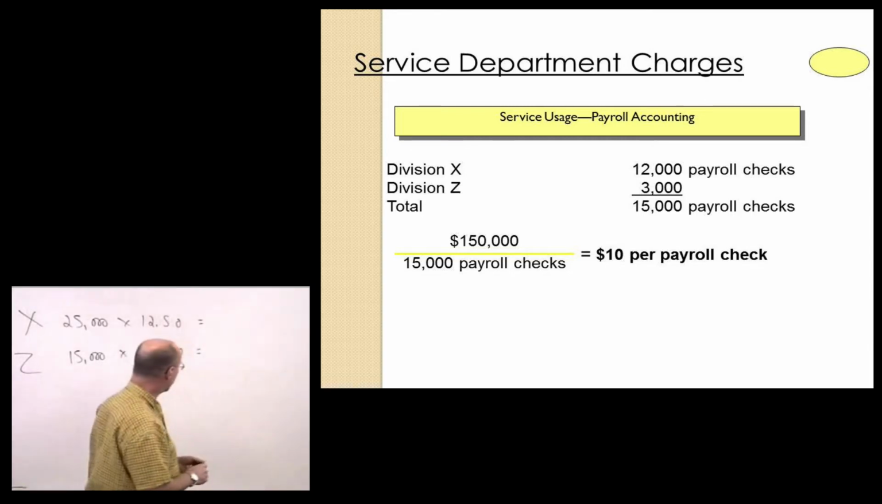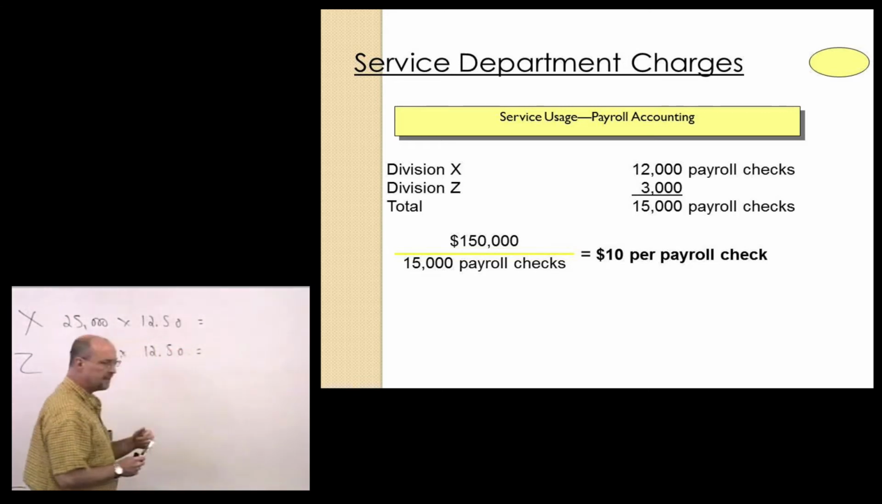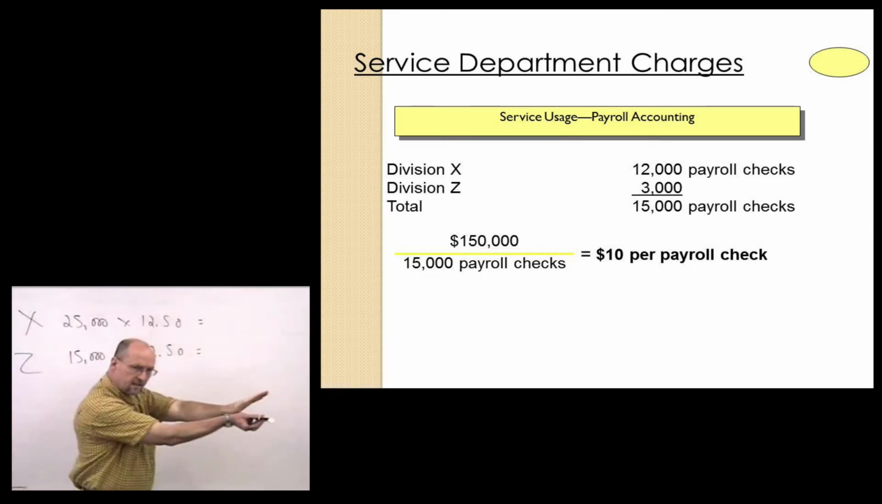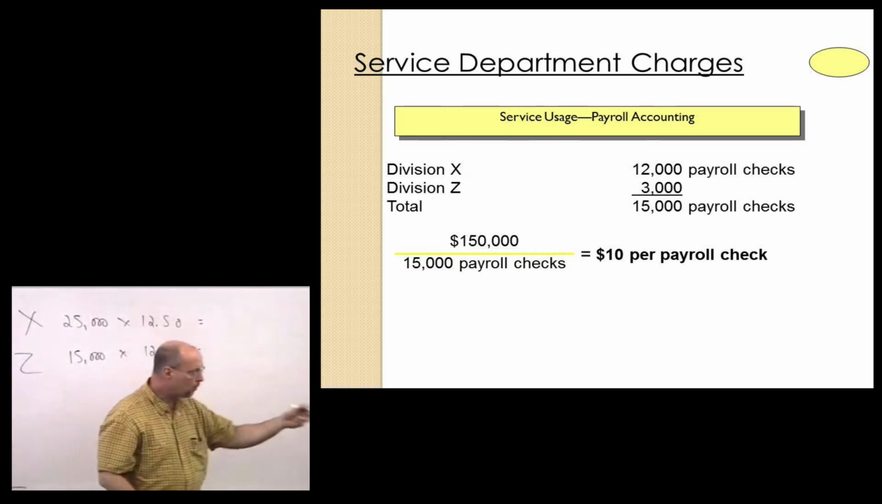I'm then going to do the same thing. I'm not going to put it on the board; we'll see it in a later slide. I would multiply 12,000 times $10, and I'd multiply 3,000 times $10. And that's how I'd allocate the $150,000. We'll see the allocation momentarily.